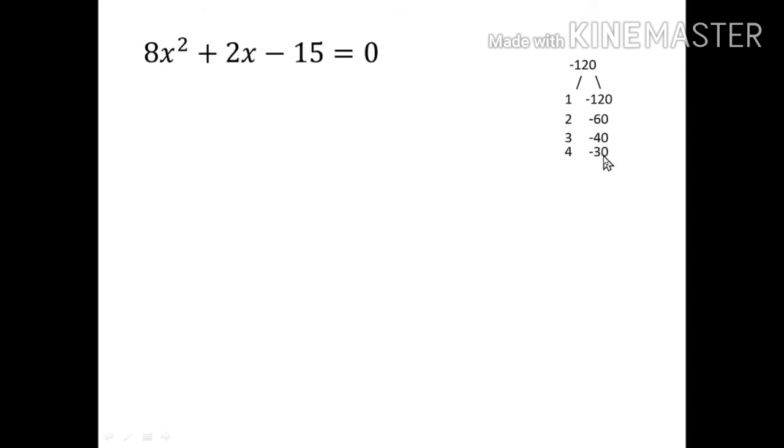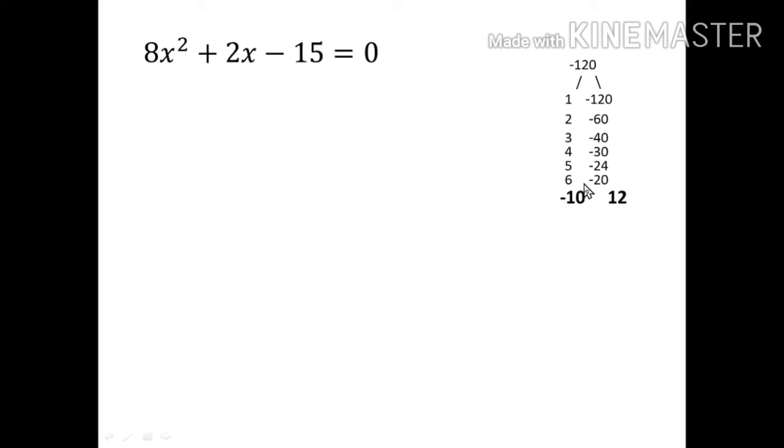Okay, even 4 tsaka negative 30, hindi din, pag pinag-add, hindi din siya magbibigay ng positive 2. 5 tsaka negative 24, okay, factor din siya ng negative 120, pero hindi siya magbibigay ng positive 2 pag pinag-add. Okay, 6 and negative 20, hindi rin pwede.